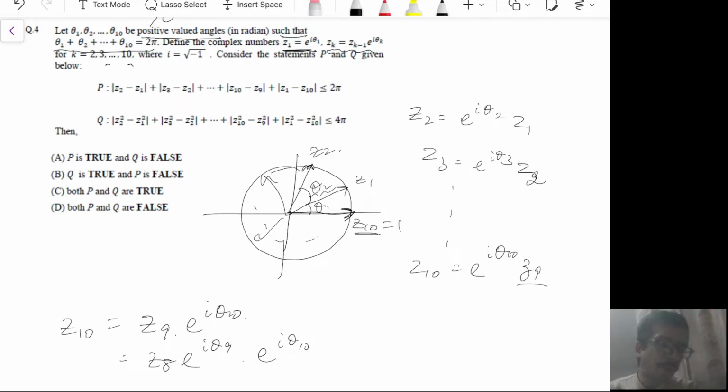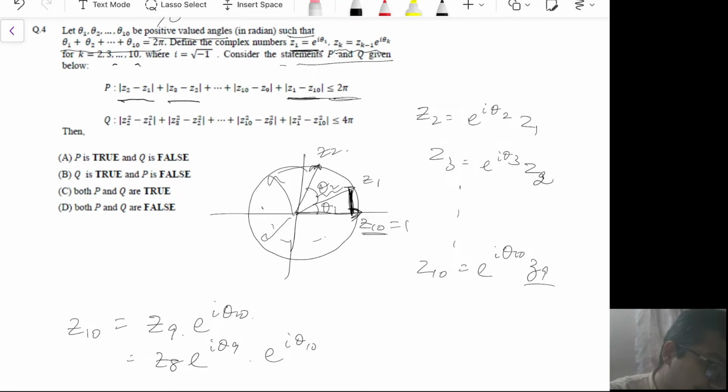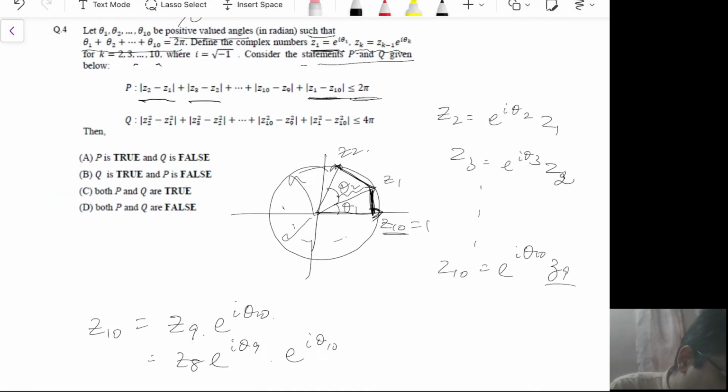Okay, so we are given 10 points on this circle, and now we are given two statements p and q. The first says that mod of z2 minus z1 plus mod of z3 minus z2 up to mod of z1 minus z10 is less than or equal to 2 pi. So basically mod of z2 minus z1 is the length of the chord joining z1 and z2. Next we have the length of the chord joining z2 and z3, and so on until finally the length of the chord joining z10 and z1. We are given that the sum of these chord lengths is less than or equal to 2 pi. So let's look at the first assertion, which is p, and see whether it's true or not.